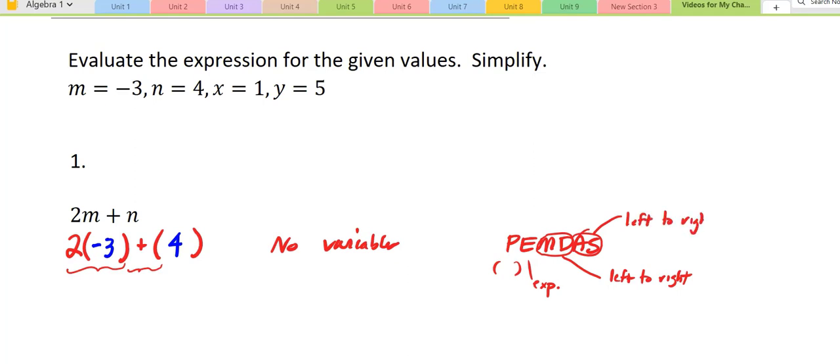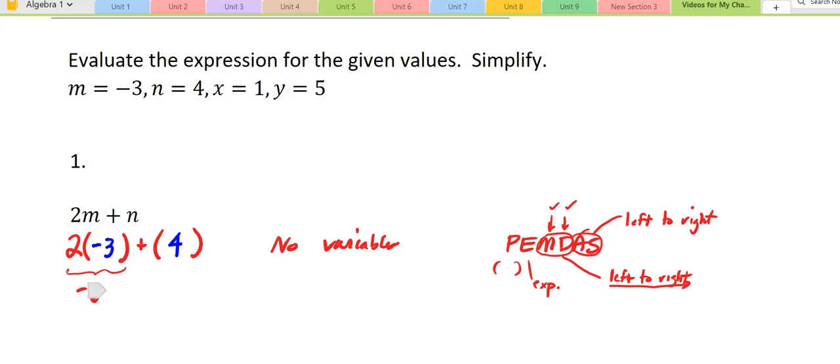Now, here's what that doesn't mean. That doesn't mean that if I see multiply, divide, that I have to do the multiply before I do divide. I'm actually going to do whichever comes first, moving from left to right. So here we go. The first thing that I see here is that there's multiplication, and that is going to trump addition. So I'm going to have to do this first. So this right here is just -6.